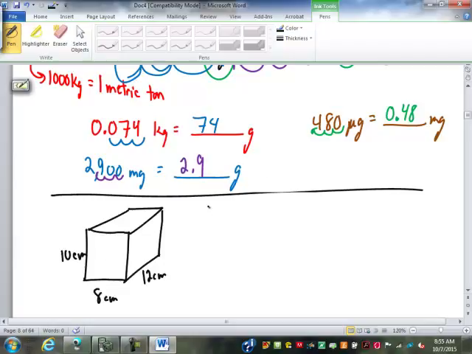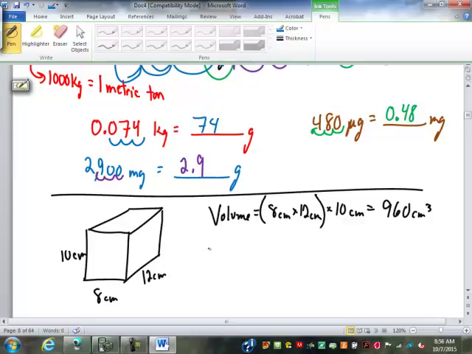Well, first thing I can do is I can find its volume, which is going to be the area of the base, 8 centimeters times 12 centimeters, times the height of 10 centimeters, which is going to give me 960 cubic centimeters. I can convert that into capacity. 960 cubic centimeters is going to be how many milliliters?